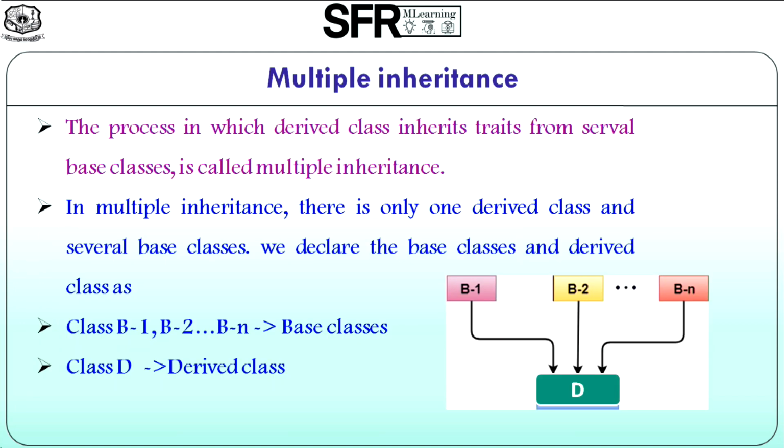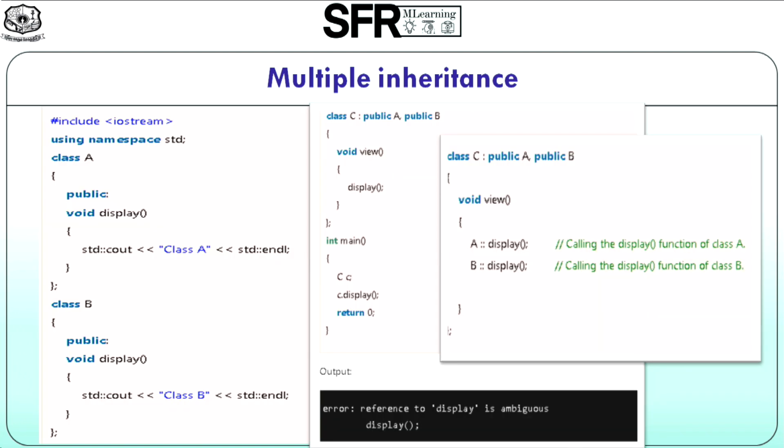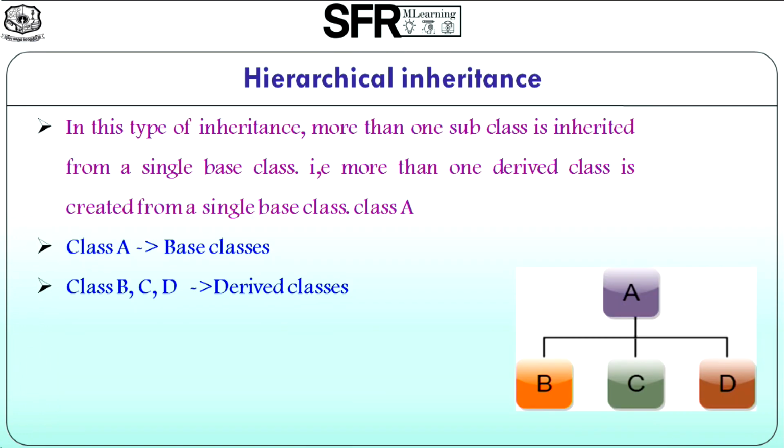Multiple inheritance. The process in which the derived class can inherit traits from several base classes is called multiple inheritance. In multiple inheritance, there is only one derived class and several base classes. We can declare the base classes and derived class as follows. B1, B2, B3 up to Bn are base classes and there is only one derived class. In this example, class A is a base class, class B is a base class and class C is a derived class. It inherits both A and B base classes.